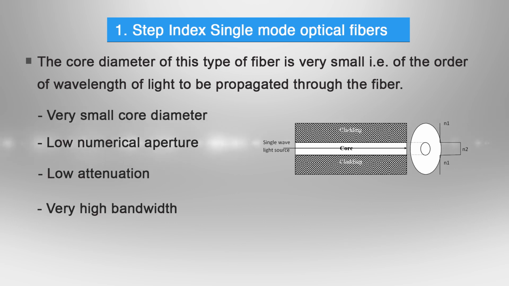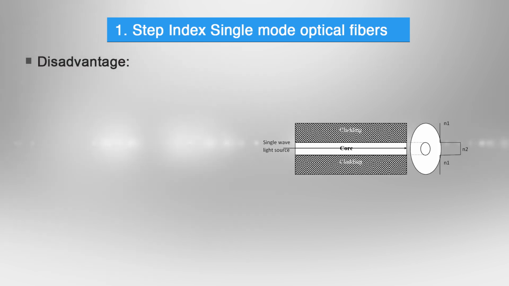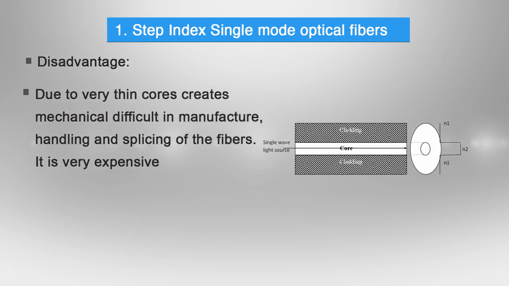It has a very small core diameter, due to which it has low numerical aperture, low attenuation and very high bandwidth. Some disadvantages: the very thin core creates mechanical difficulty in manufacture, handling and splicing of the fiber. Similarly, it is very expensive.